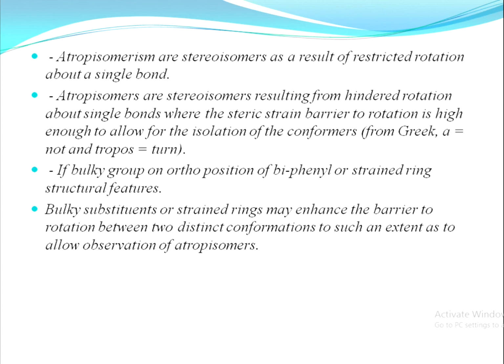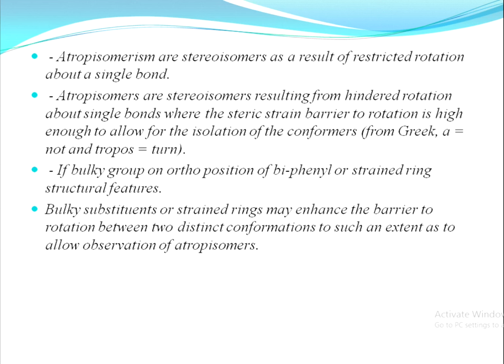These stereoisomers, due to restricted or hindered rotation about the single bond, have some steric strain high enough to allow for the isolation of the conformers. Because of the steric strain, they result in hindered rotation. If bulky groups, that means large groups, are around the ortho position of biphenyl, or there are strained ring structural features, they may increase the barrier to rotation between these two distinct conformations.